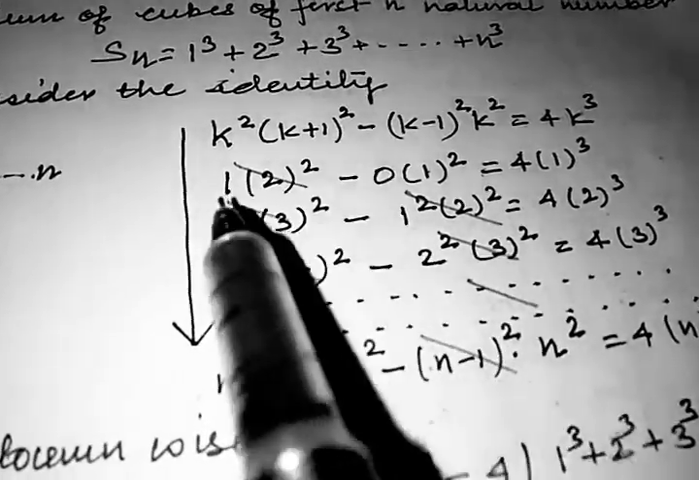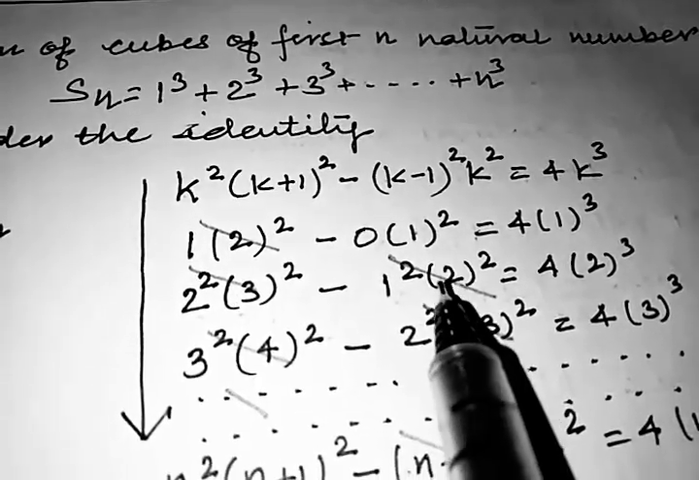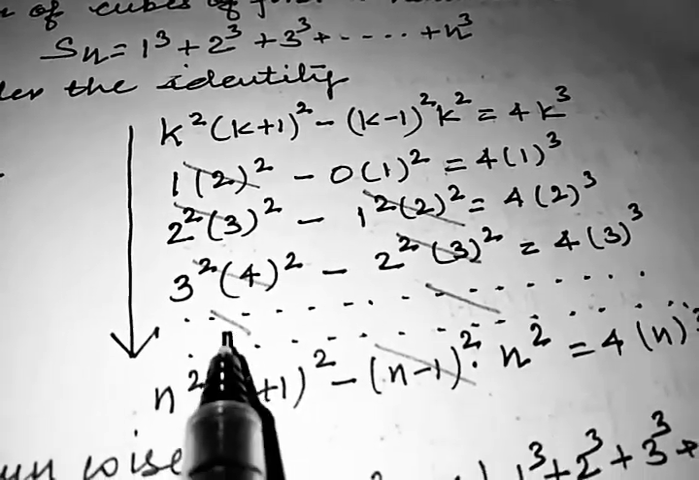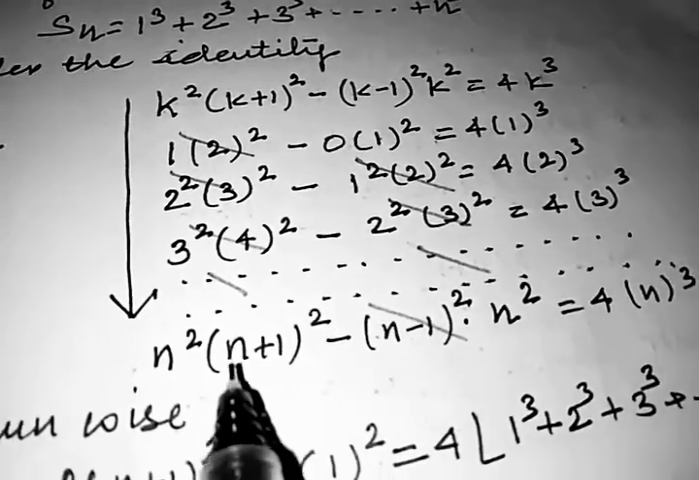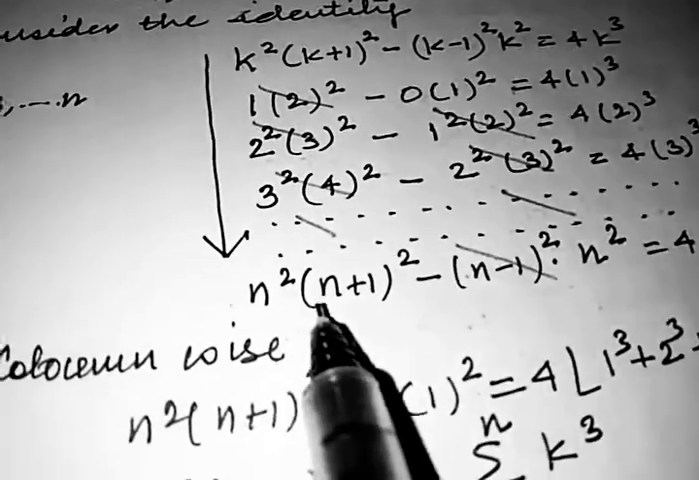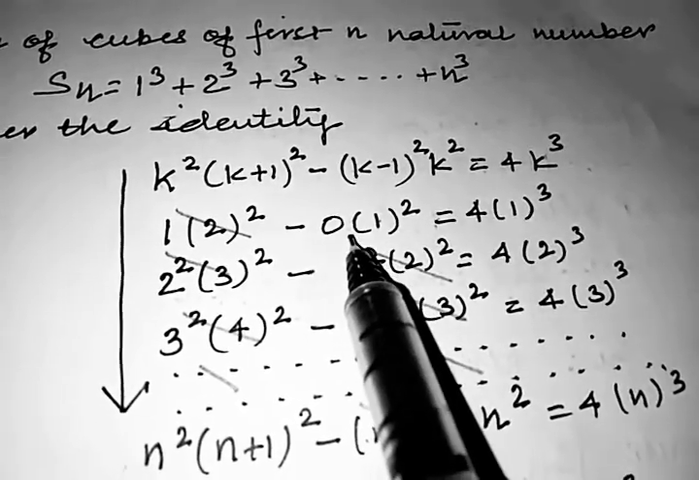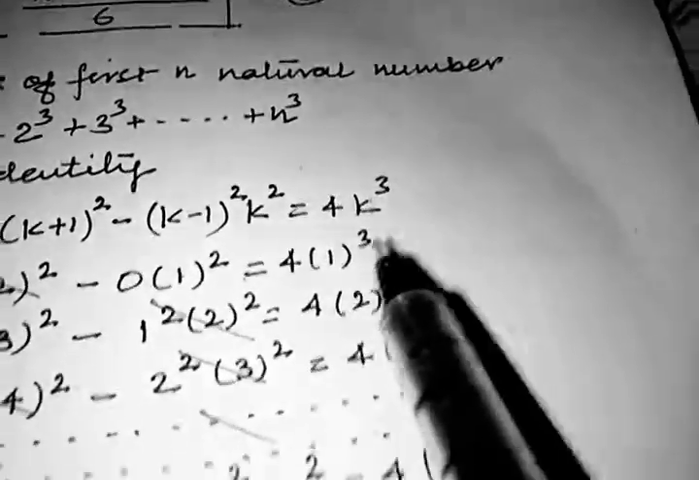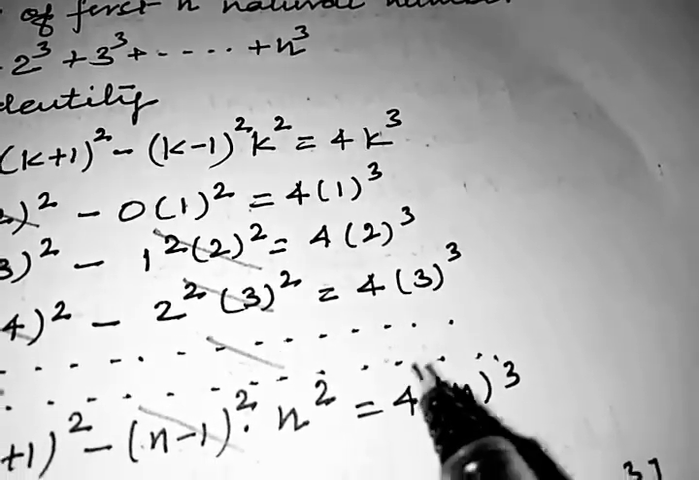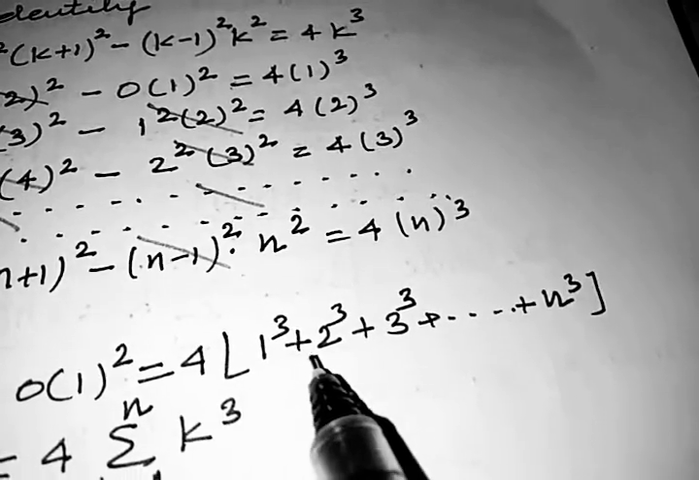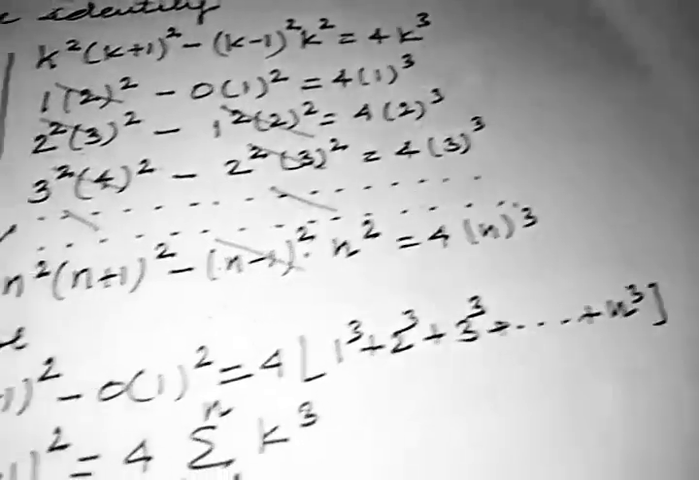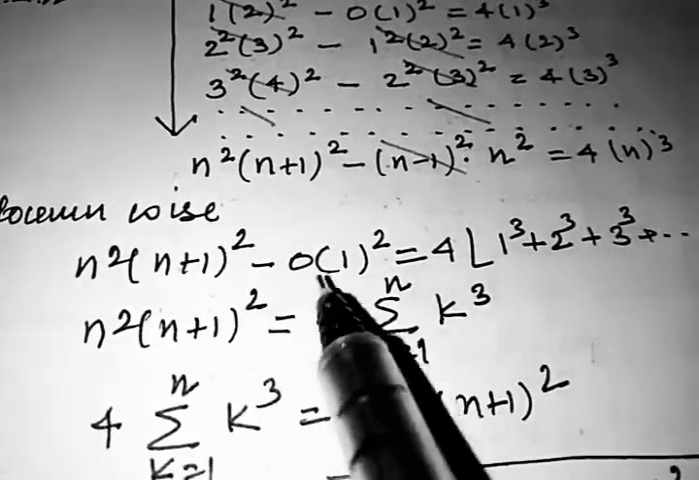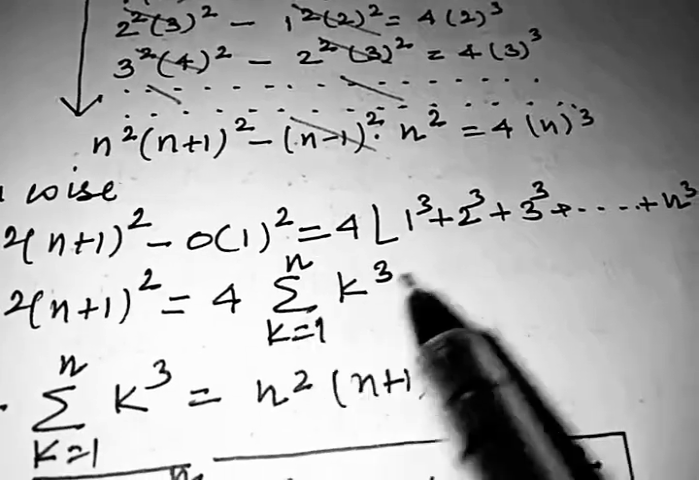So what we get here: see, this term will be cancelled by this term, this will be cancelled by this term, this will be cancelled by this term, and by some term this will also be cancelled. So we'll be left with this term and the one term here, 0 into 1 square. Then here we are having 4, 4, 4 common. So 4 is common: 1 cube, 2 cube, 3 cube up till n cube. So now this is n square (n+1) square, and this is 4 times sigma k cube.